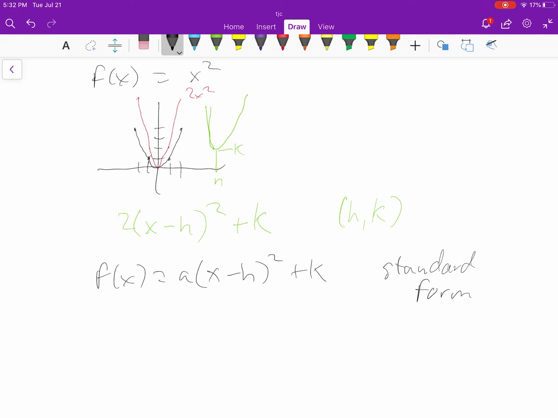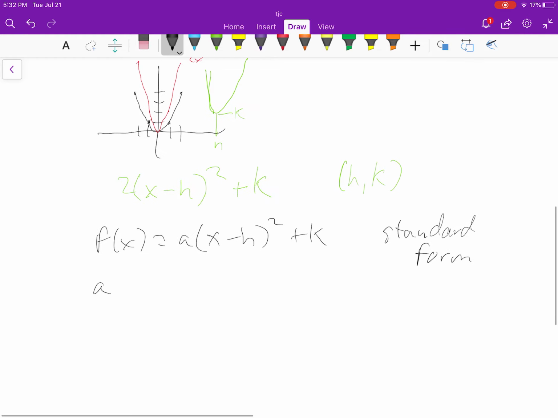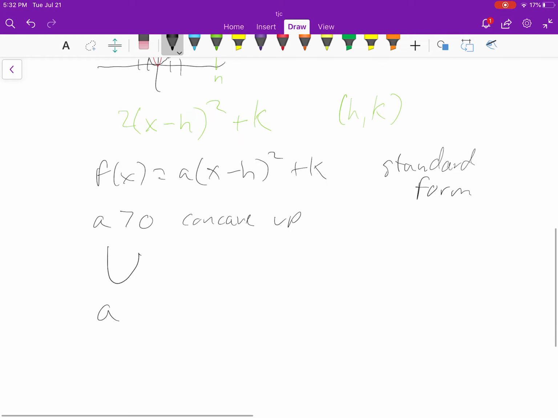And there's kind of two things that we need when we're looking at a quadratic function. We need a. We need to know what a is. If a is greater than 0, then it's concave up. Hence, it looks something like this. If a is less than 0, it's concave down. And hence, the function will look something like that. Okay, so we need to know a, whether it's positive or negative.